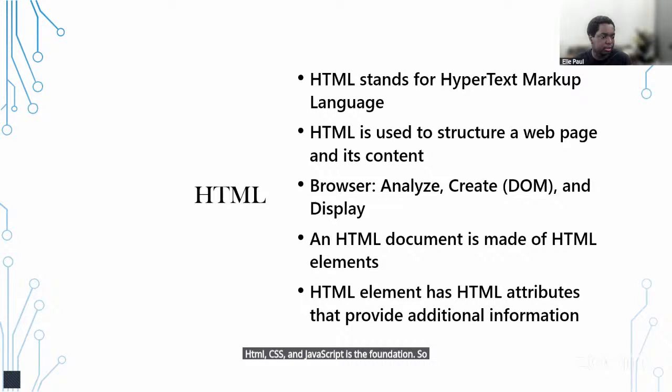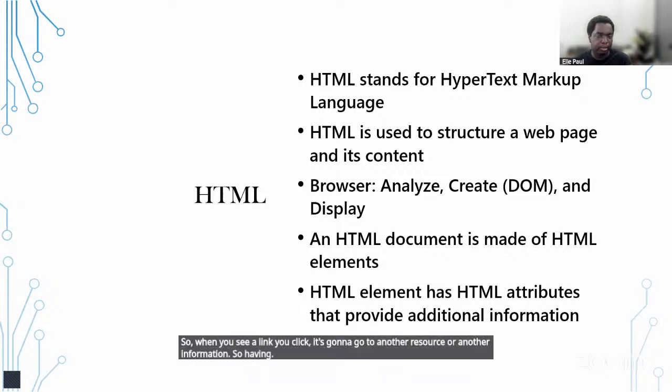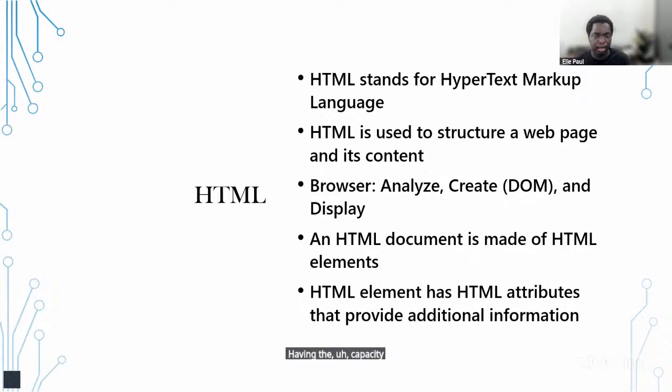So what is HTML? HTML stands for Hypertext Markup Language. And hypertext is text, but it's composed of two different types of text. There's the normal text that you see, and there's the text that refers to other information, which is a link. When you see a link and click, it's going to go to another resource, another piece of information. So having the ability to have both normal text and hyperlinks, or links, that's what is considered hypertext.